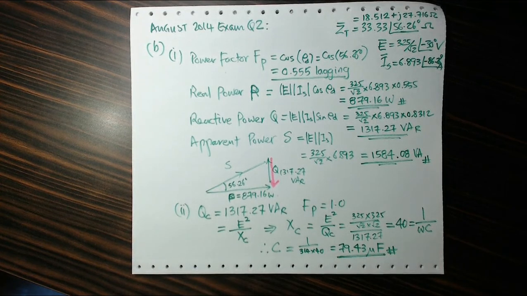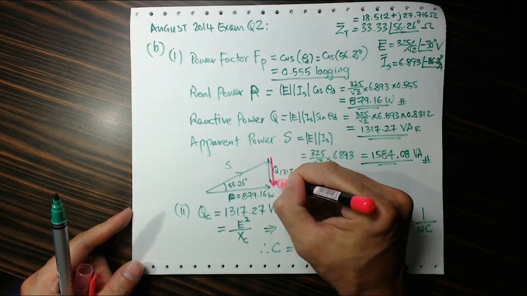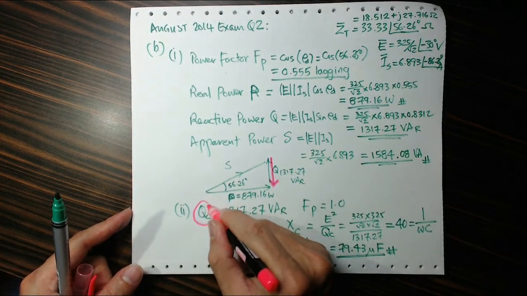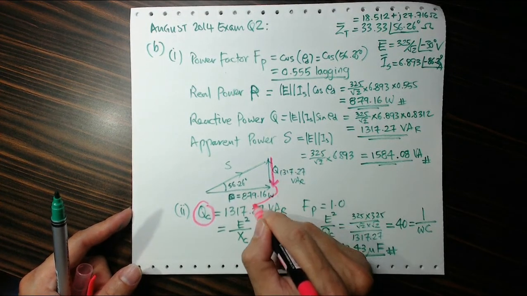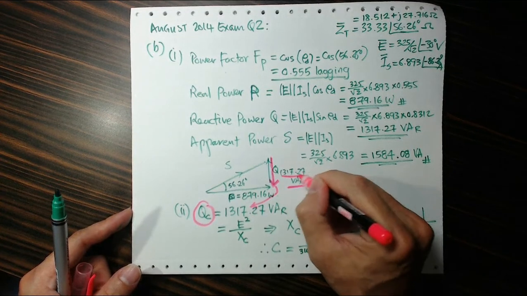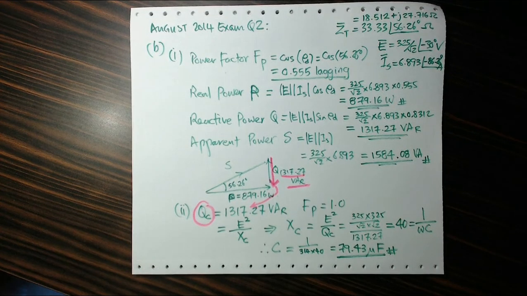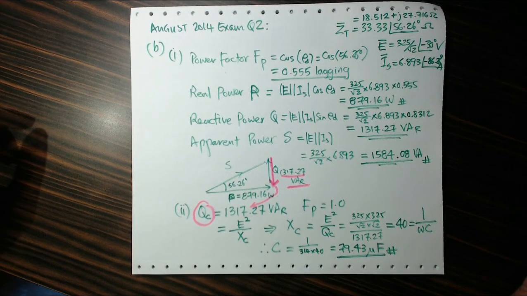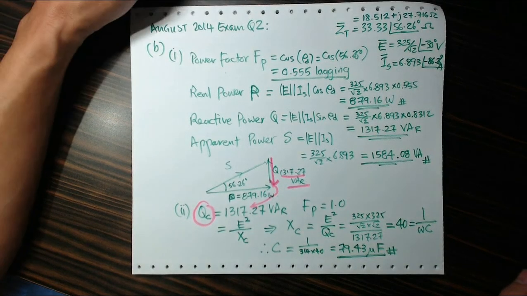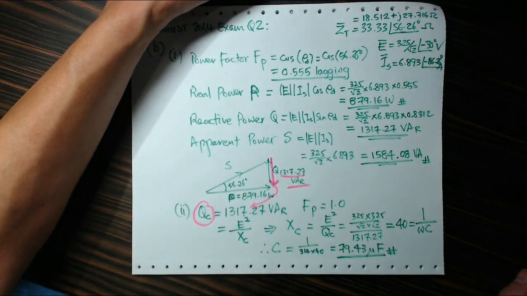Alright. So the key point is we need to introduce the reactive power Q such that this value will cancel this value. Alright, so that's it for question 2. I'll see you again next time.